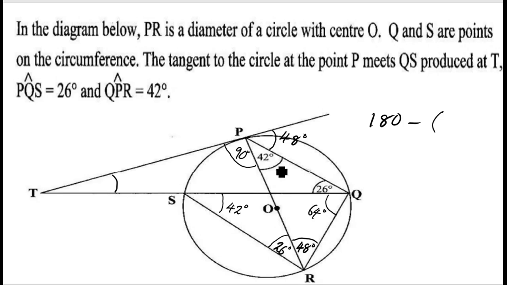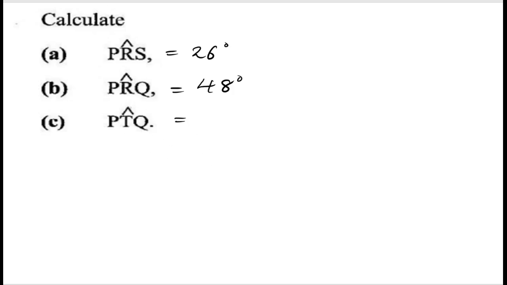So 90 plus 42 is 132. 132 plus 26, we're going to have 158. So 180 minus 158, we're going to find this angle to be equal to 22 degrees. So this angle will be 22 degrees, meaning the angle at T, which is PTQ, is 22 degrees.